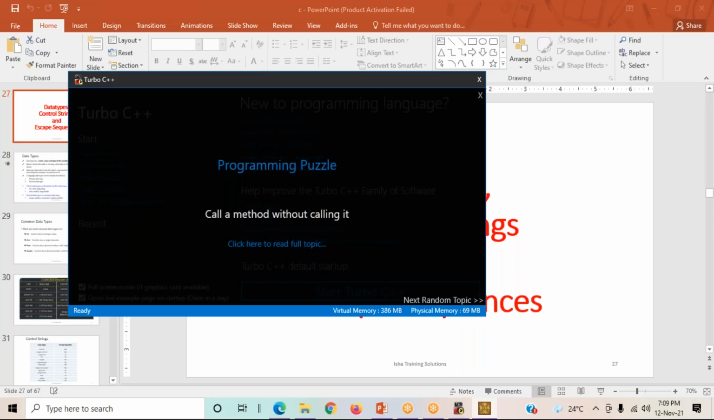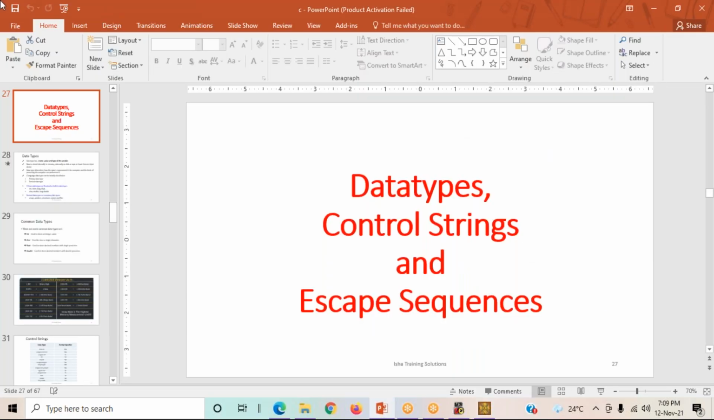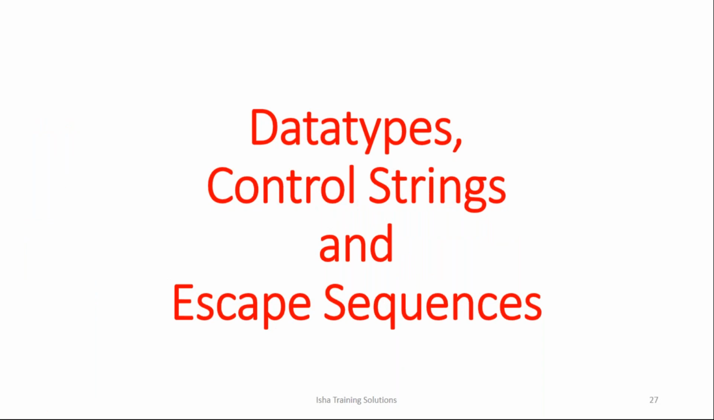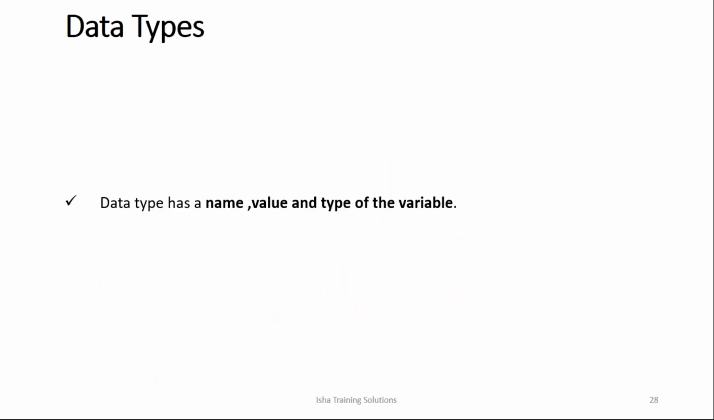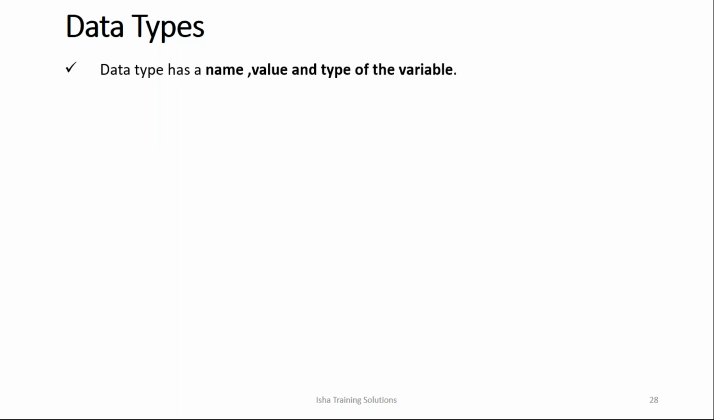Okay, so we discussed this in our last session. So no need to worry and no need to get confused. We will have a rough glance at this and go to the next topic. Okay, data types. A data type has a name, a value, and a type of the variable. Name is simply the variable name. We have given a, right? Value means we can even pass a value into that variable a or b or c. And the type of the variable is simply what type of variable we are using.